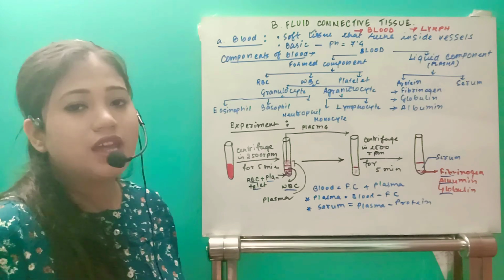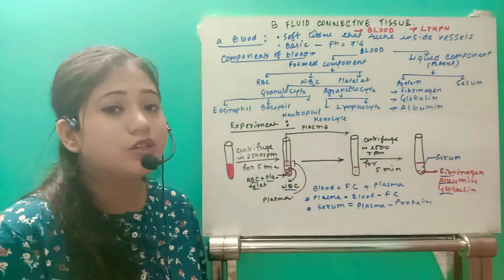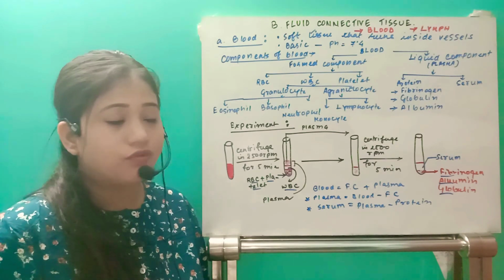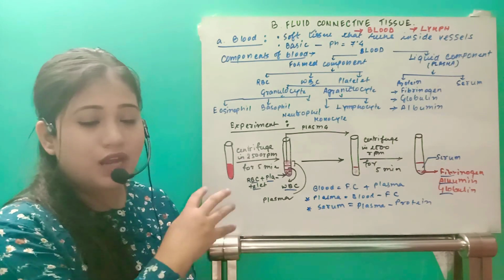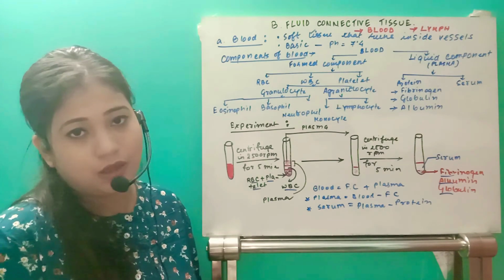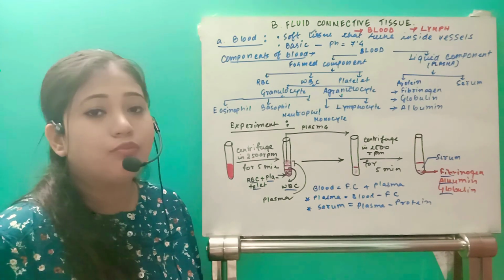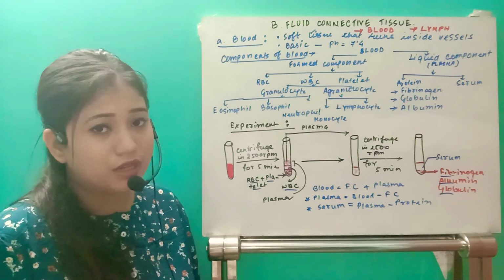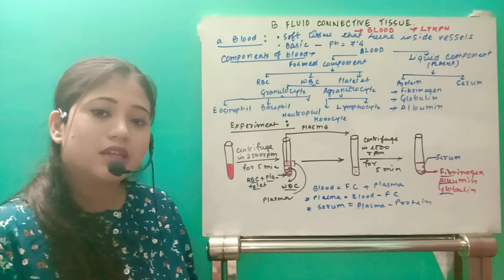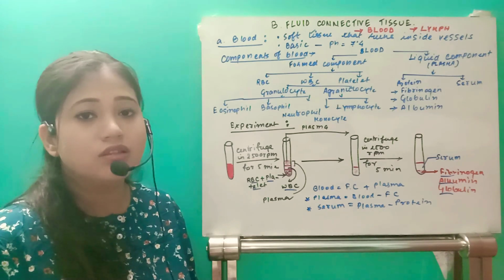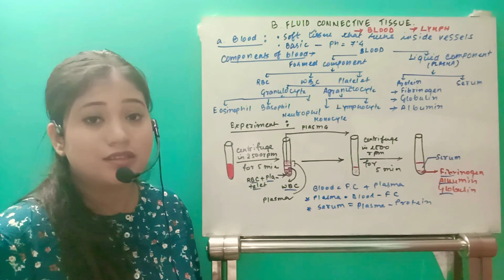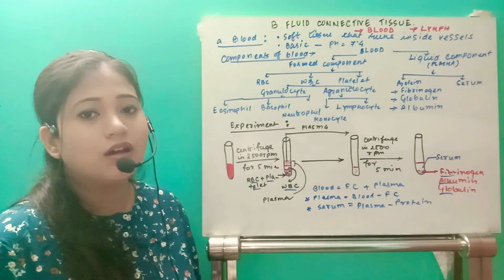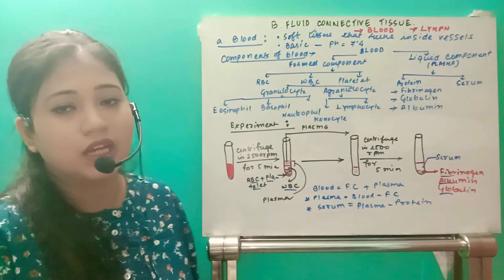So that is about the experiment by which we are able to separate out the different components of the blood. Blood is made up of the formed components, RBC, WBC, platelet, and the plasma. Plasma is made up of the protein components, that are fibrinogen, albumin and globulin, and the serum. Serum will have water, minerals, ions, electrolytes, gases, nutrients, hormones, etc. So this is just the introduction of the fluid connective tissue, blood.